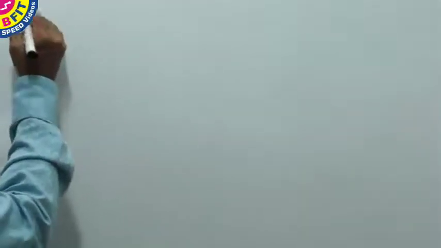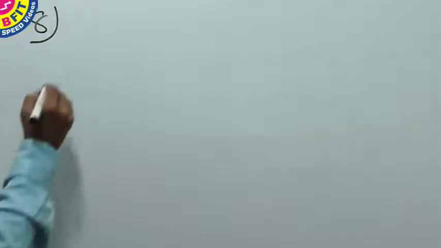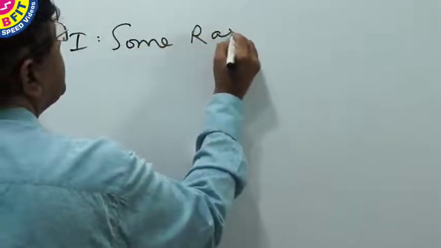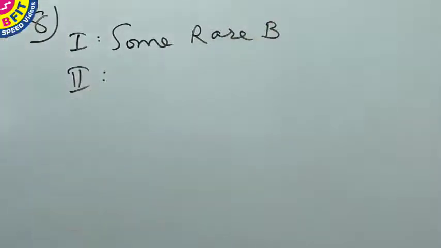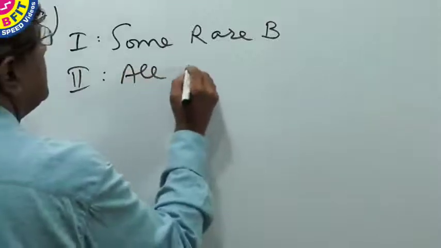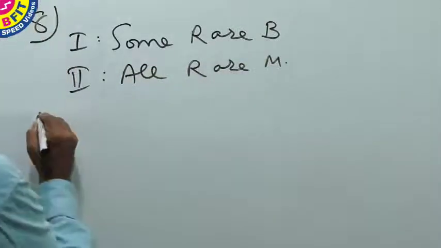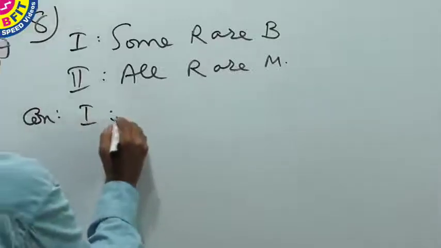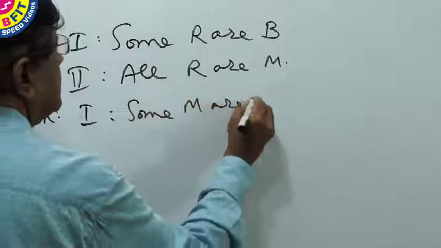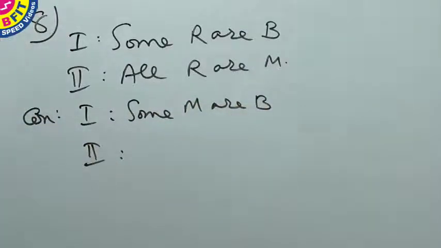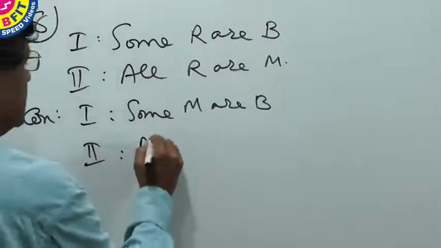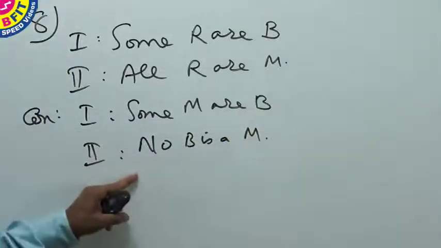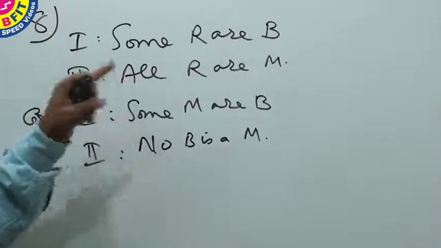Question number 8. Statement 1, some R or B. Statement 2, all R are M. The conclusions we have to test are: some M or B. The second conclusion we have to test is no B is a M. Some M or B and no B is a M. Some rams are bulbs, all rams are mules.